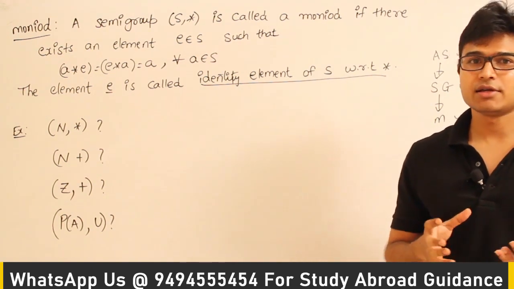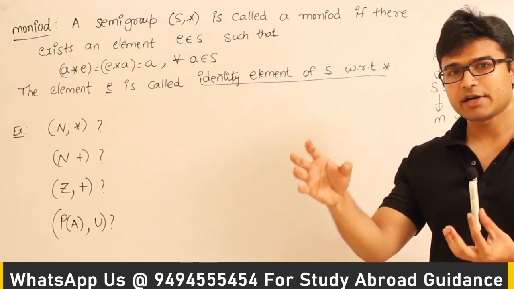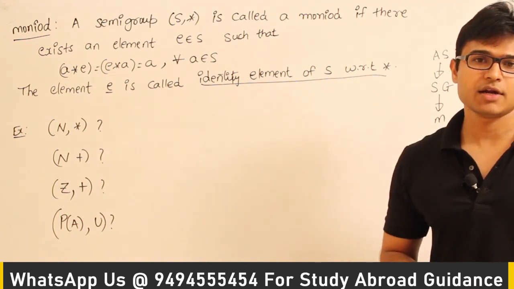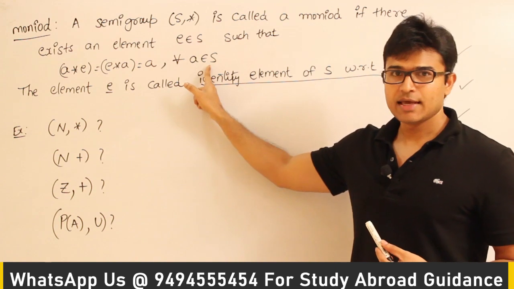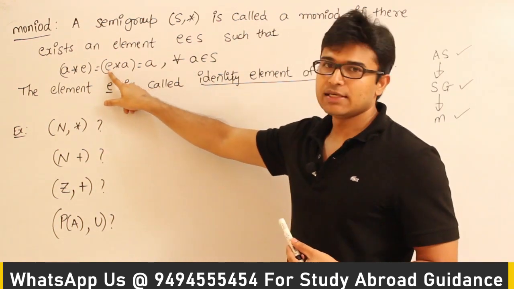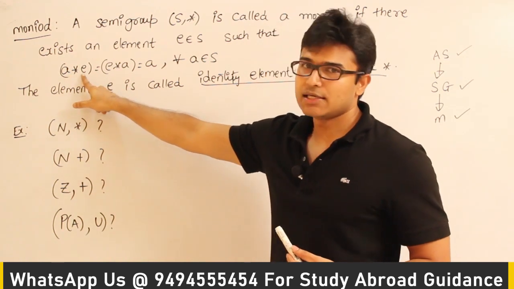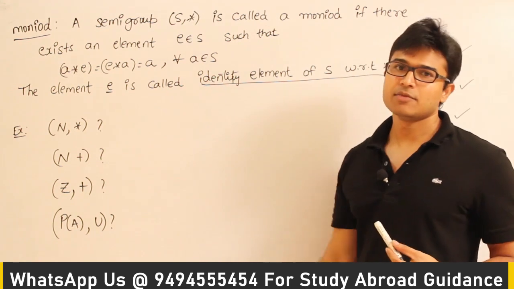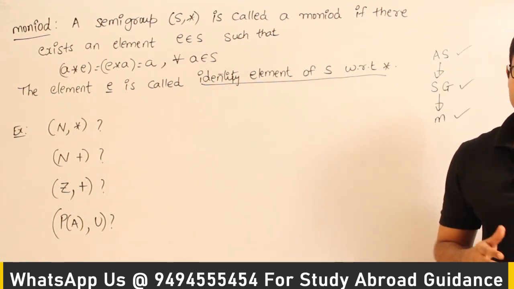What is identity element? If you take an element and apply the operation with that particular identity element, then you should get back the same element. Then that particular element is called identity element. If you take an element a which belongs to S, and the element e, and apply the operation between a and e, you should be able to get a for all elements a belongs to S. Got it? So I'll just take an example and explain.